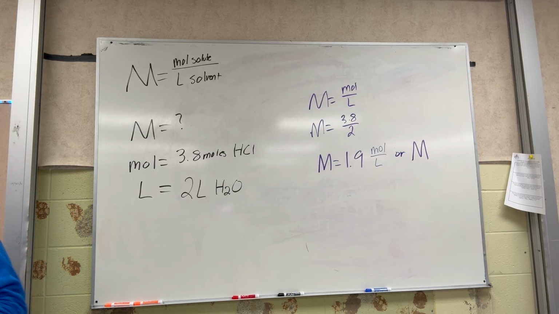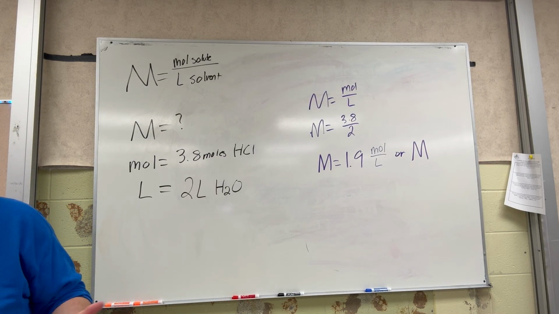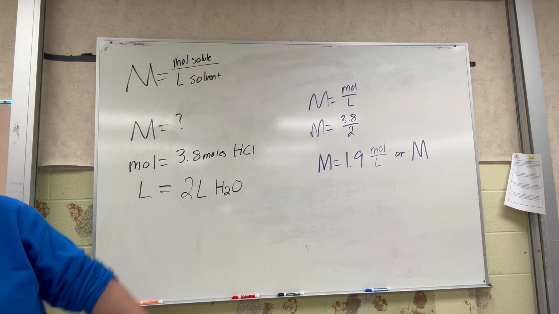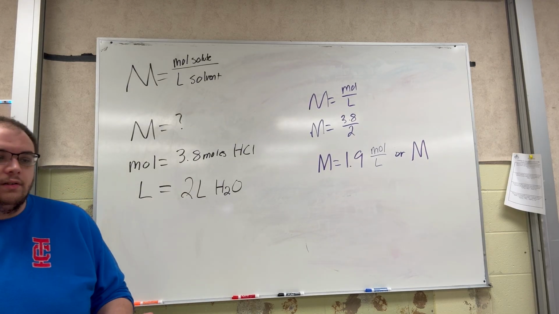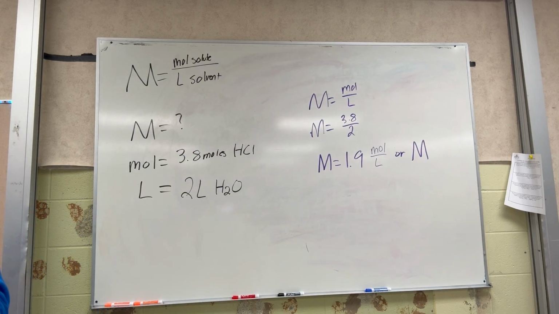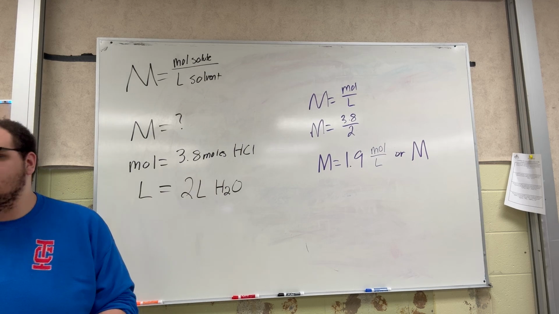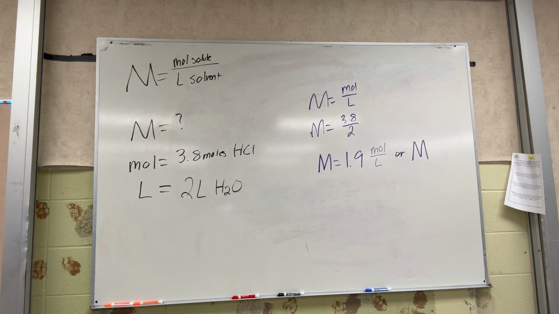So in next week's lab, y'all are gonna make your own solutions, and you have to do these calculations to figure out what concentration you have. You're gonna write a number and then a big M. So like 3 big M. That stands for 3 molar, and then of whatever chemical you're working with.